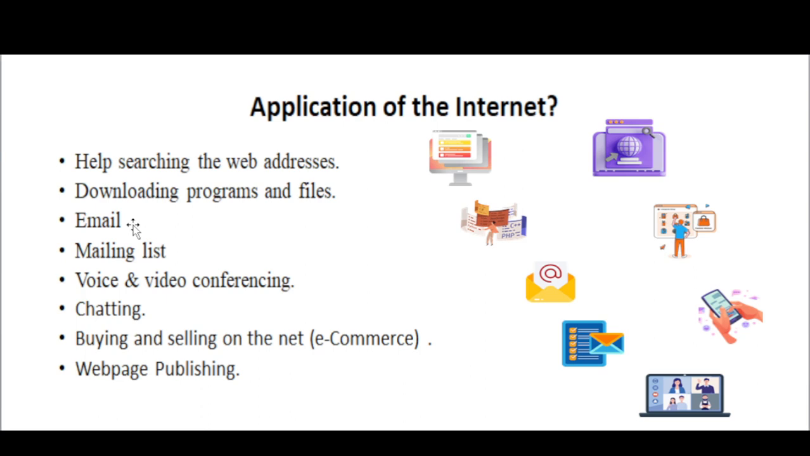Email, one can send and receive emails from an address book, which is a built-in feature to store addresses that are used frequently. Then mailing list, it allows one to join a mailing list to receive and send messages to interested members of the groups. Then video conferencing, voice and video conferencing allows one to conduct meetings from remote locations without being physically present. For example, Google Meet, then Zoom.